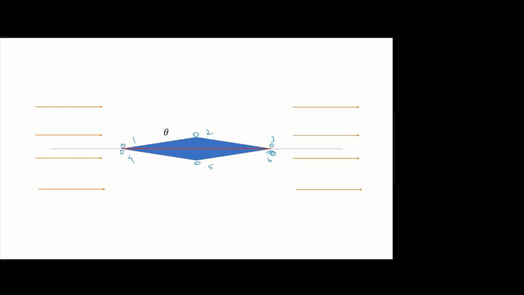1, 2, 3, 4, 5, 6. Can you tell what type of wave you get here? The corner 1. Oblique shock. Okay, good.